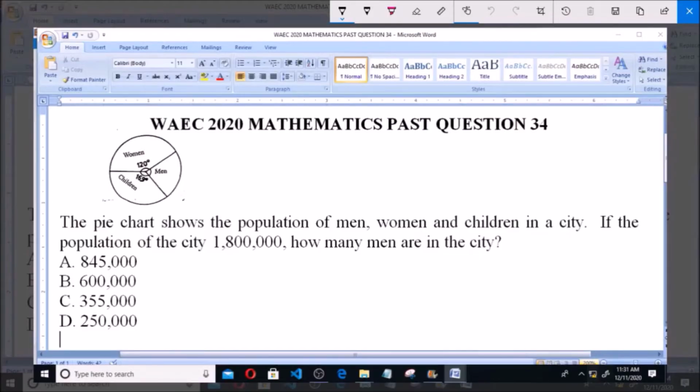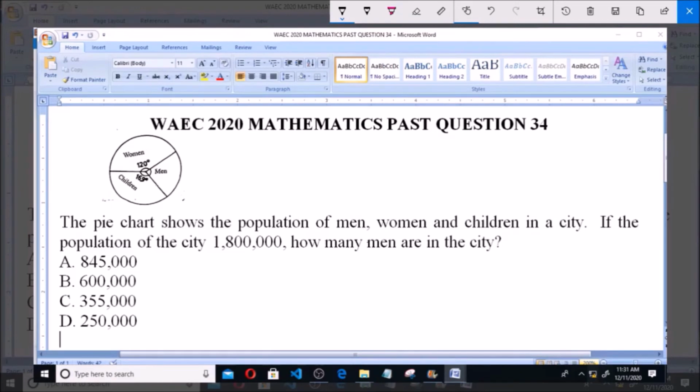Good day and welcome. I will be answering WAEC 2020 Mathematics past question 34. The pie chart shows the population of men, women and children in a city. If the population of the city is 1.8 million, that is 1,800,000, how many men are in the city?